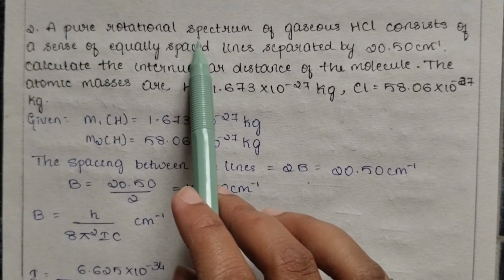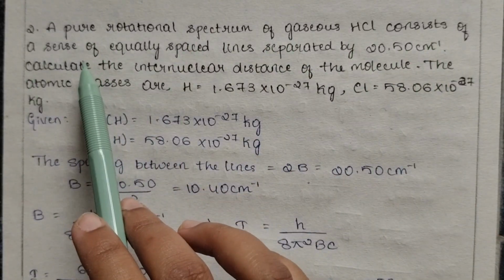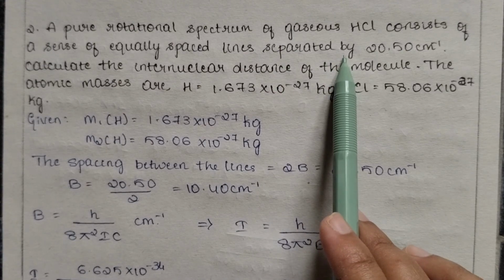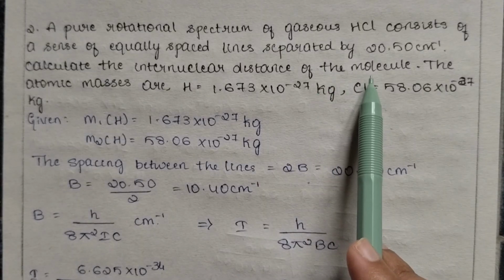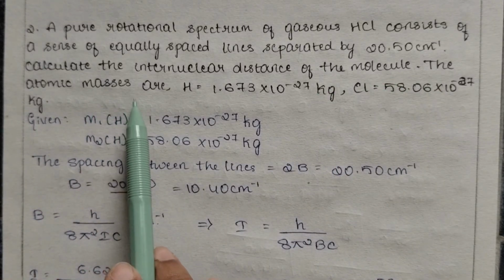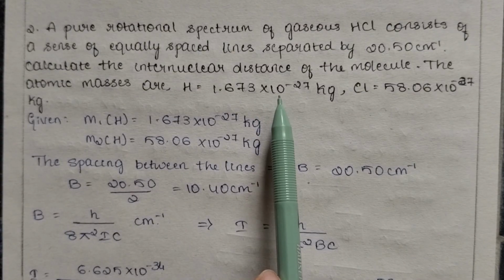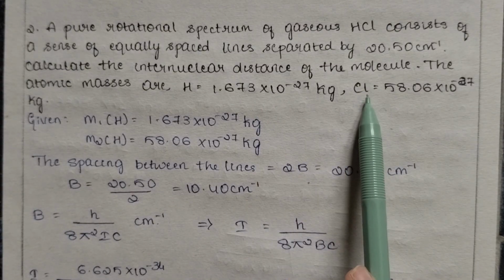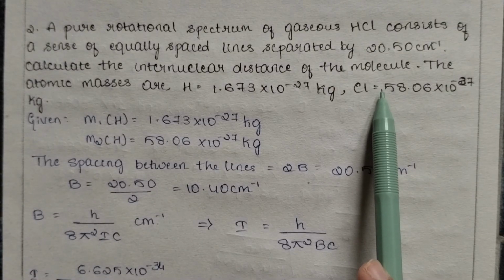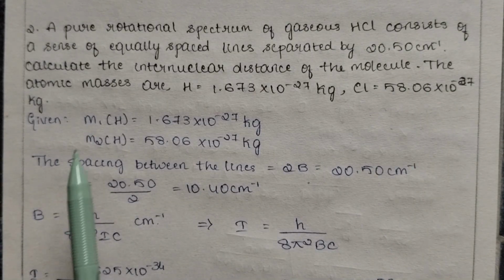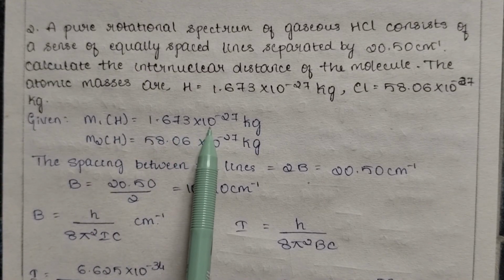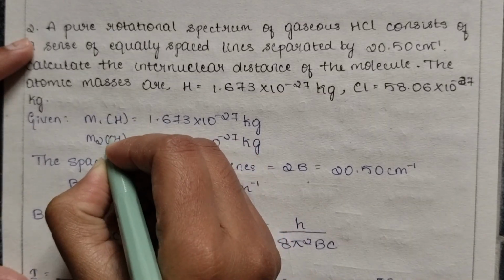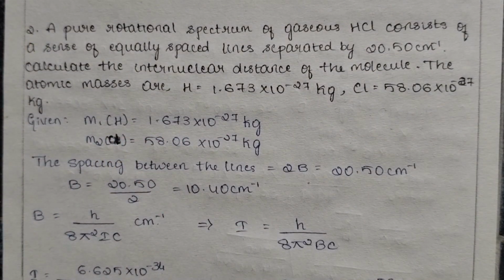A pure rotational spectrum of gaseous HCl consists of a series of equally spaced lines separated by 20.50 centimeter inverse. Calculate the internuclear distance of the molecule, and the atomic masses are H is equal to 1.673 into 10 to the power of minus 27 kg, and Cl is equal to 58.06 into 10 to the power of minus 27 kg. Here they have given the masses of H and Cl.